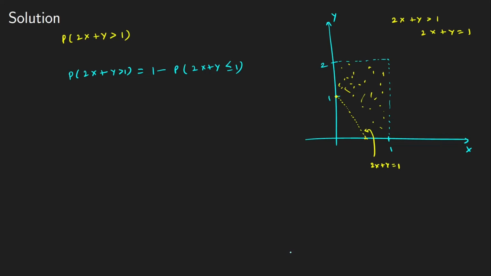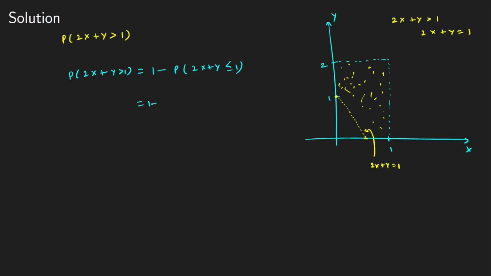So the question is, why are we taking the complement? The thing is, if you try to integrate it in this region, you will have to first integrate for this left region, and then integrate for this region and add it up. To avoid the trouble of two regions, we are just doing the complement: 1 minus this small triangle region, for which we have to integrate the PDF.